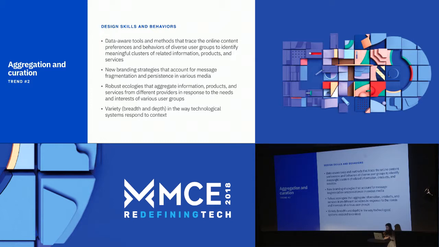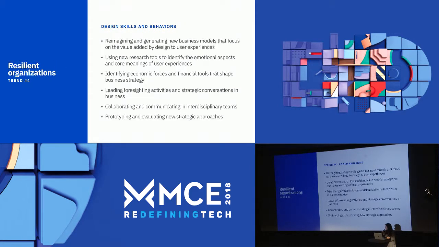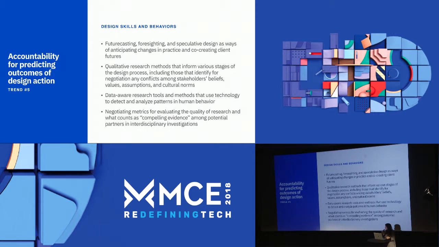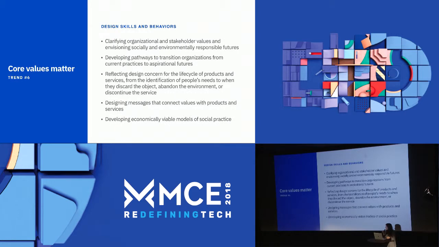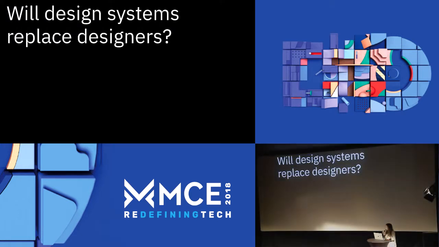There's essentially a set of design trends, and I just listed a couple of them here, but there are about 7 of them in total. I want to highlight them again, which are complexity, aggregation and curation, new forms of sense-making, resilient organizations, accountability for predicting outcomes of design action, and the idea that core values matter. I wanted to cover these in more detail, but for the sake of time, I just want to say that if you go and Google the AIGA Designer of 2025 report, you can see almost 50 different skills and behaviors that will prepare designers for the future.